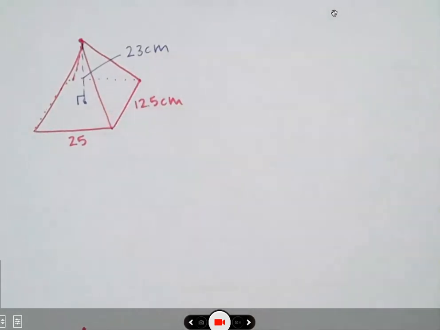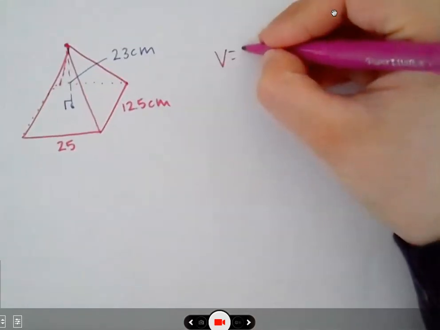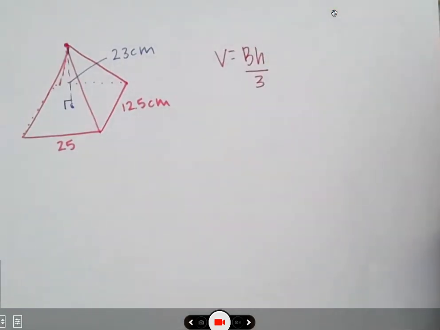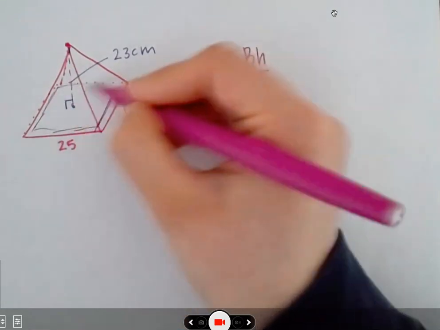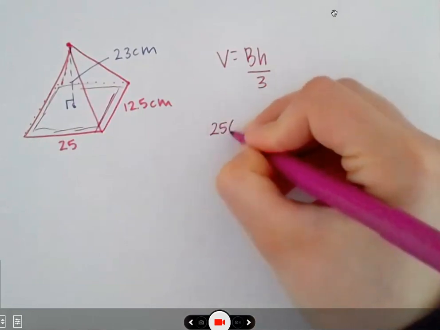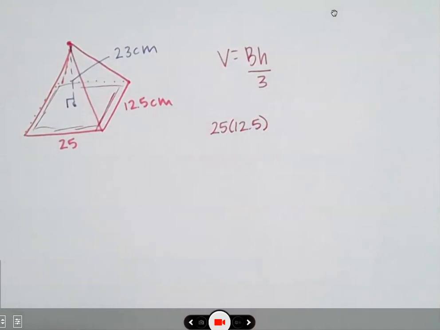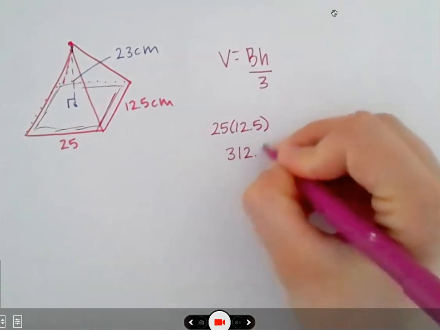On this example here, we have a rectangular pyramid. So again, our volume equals our base area times height all over 3. So our base area would just be the area of this rectangle down here. So we're going to have 25 times 12.5. And we find that to be 312.5.